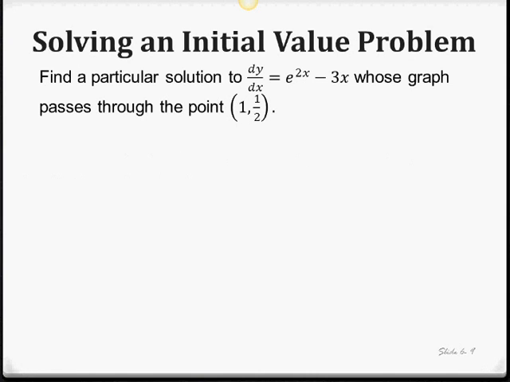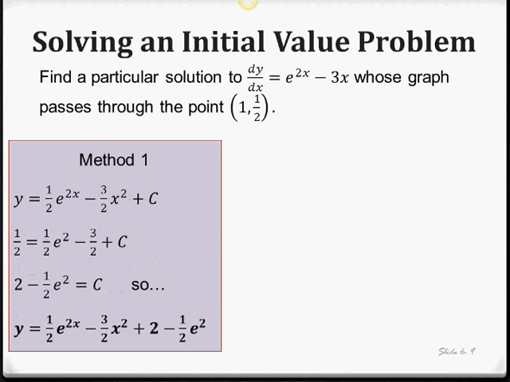Now I'm giving you an initial value problem. Find the particular solution to dy/dx is equal to e to the 2x minus 3x, whose graph passes through the point (1, 1/2). If it just said to find the solution to dy/dx equals e to the 2x minus 3x, all we would be asked to do is find my antiderivative and put a plus c on the end. But now it's saying, here is the point (1, 1/2) that it goes through, so this is an initial value problem. I have two methods to help us solve this problem.